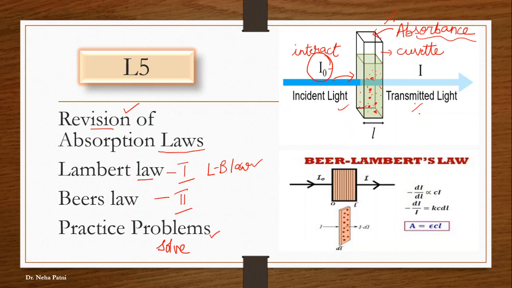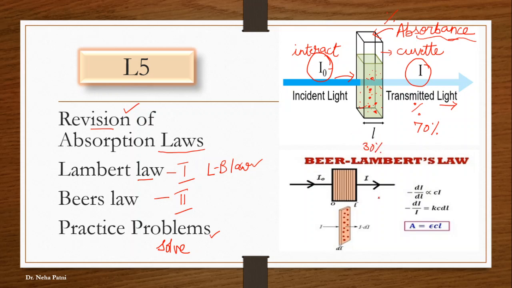When you allow the light to pass through the sample, it interacts, and that interaction we measure in terms of absorbance. Whatever intensity of light comes out after absorption, you call it the transmitted light, and that we may observe in terms of percentage also. So let's say if 70% light is transmitted, that directly means that 30% light is absorbed.